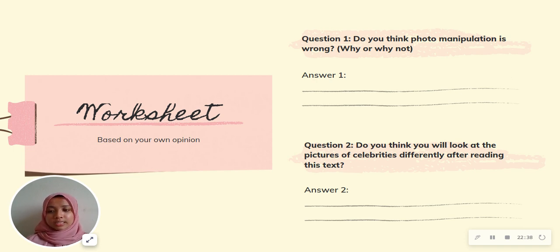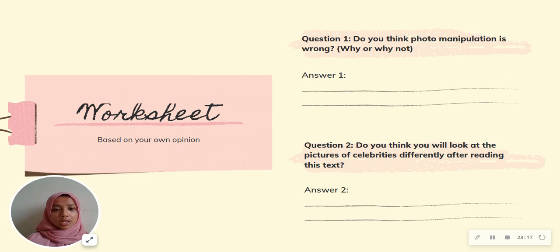Okay, so for the second question, do you think you will look at the pictures of celebrities differently after reading this text? For me, I will, because now I know why they look so flawless. They look perfect. They look amazing because of these things, because of what they post on social media, in magazines, in newspapers and books. So maybe now when I read a book, I will see them differently because I believe that in real life they might be different from what I see.